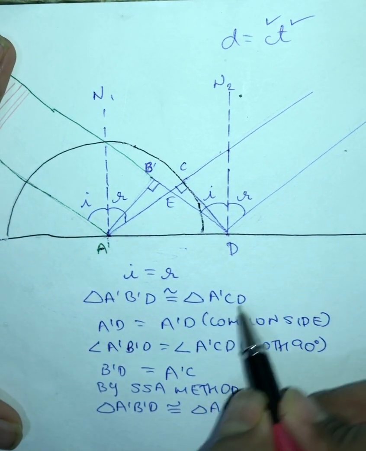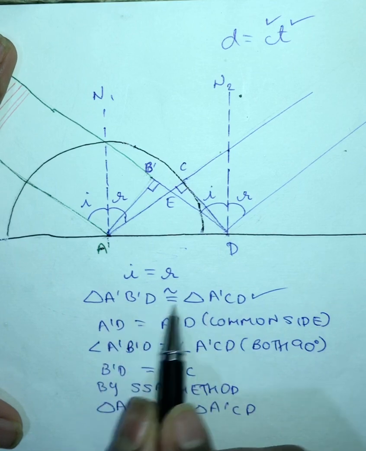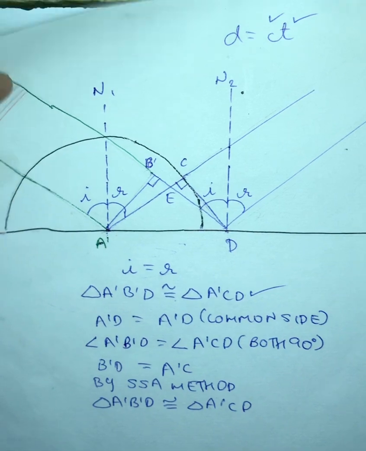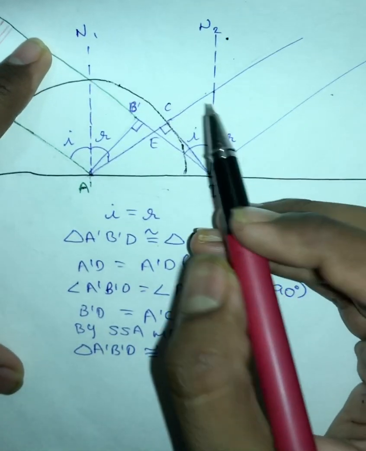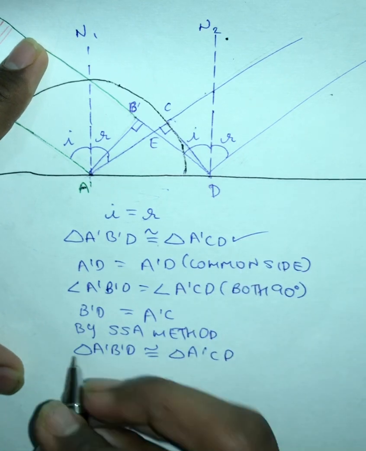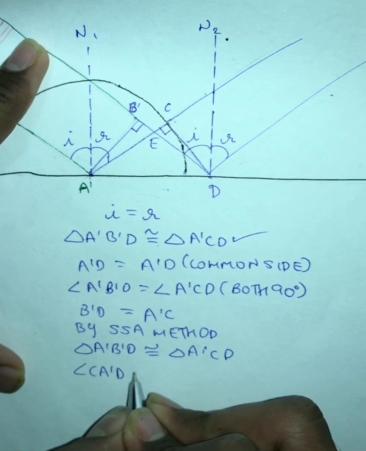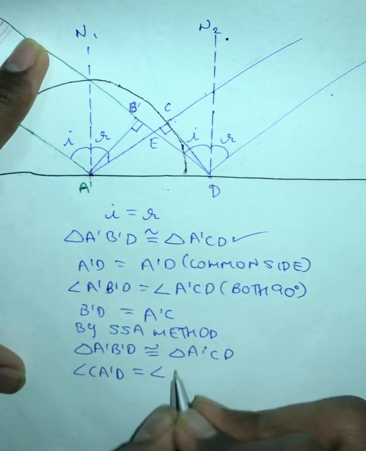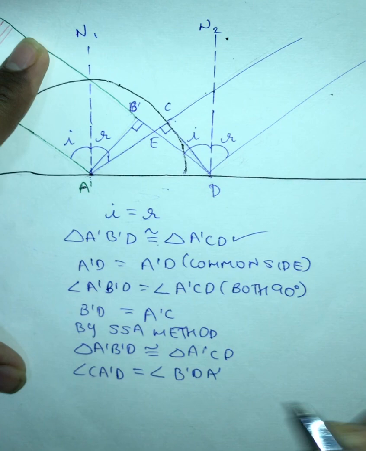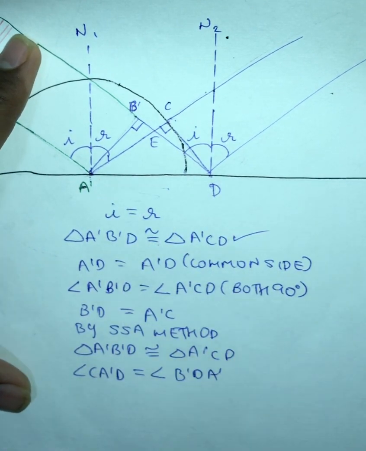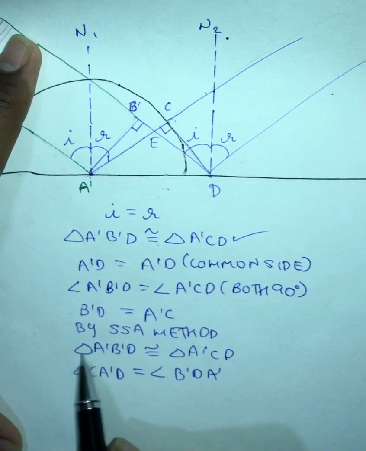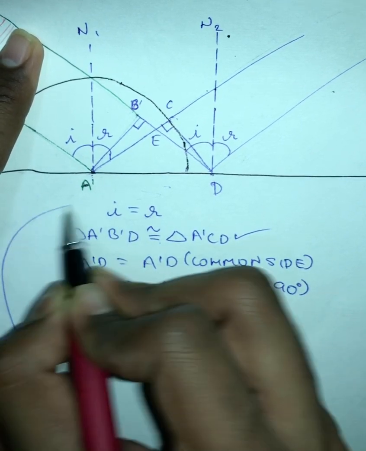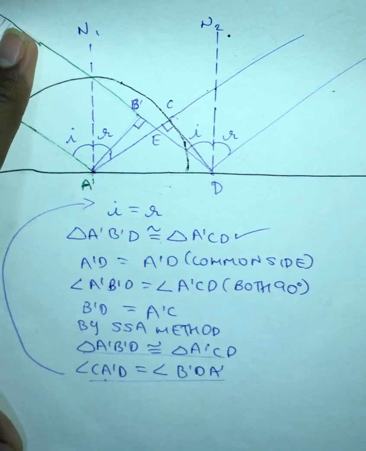So now our first job is done, that we have proved that both the triangles are equal. So now what we conclude from this congruence test is that this angle C A' D is equal to angle B' D A. Why? Because both of them are angles of congruent triangles. Therefore from this we have got this. So now from this we have to prove that the angle of incidence is equal to the angle of reflection.